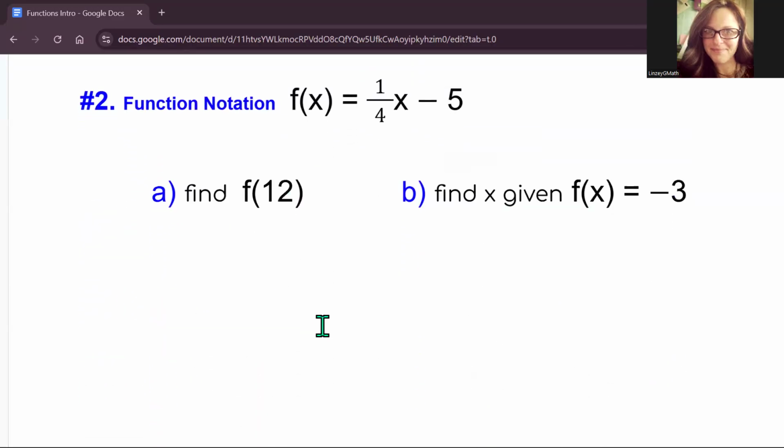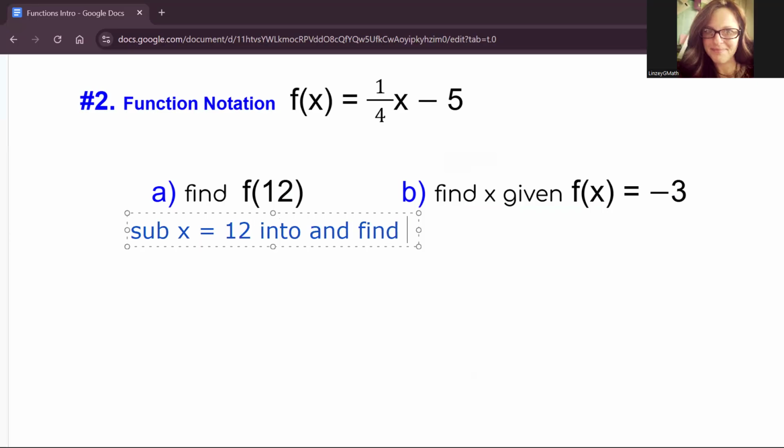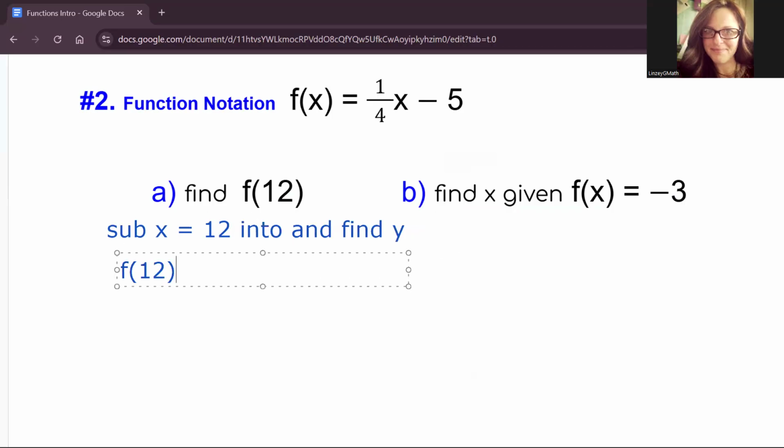Number 2, continuing to work with function notation. Letter A, find f of 12. This means substitute 12 into the function and find the output or the y value. So we've got f of 12, and we'll substitute 12 in for x.